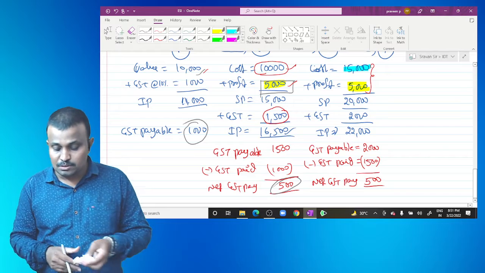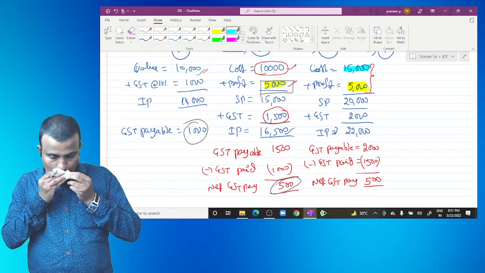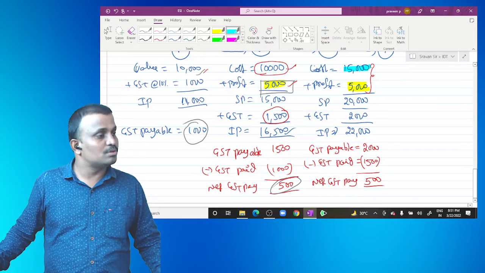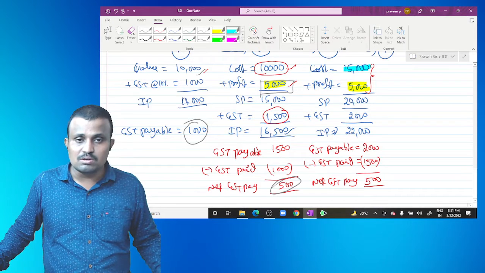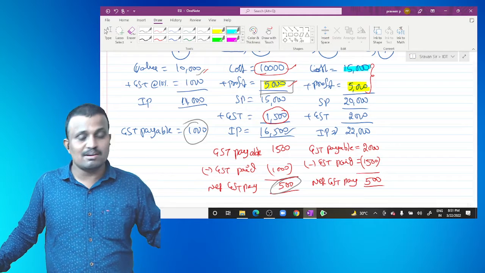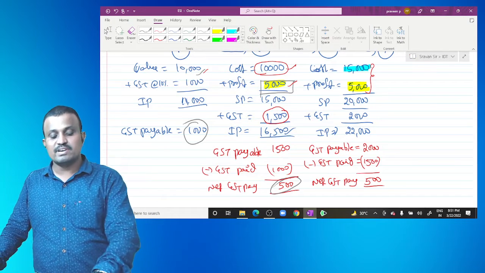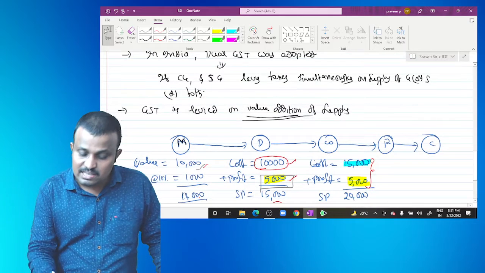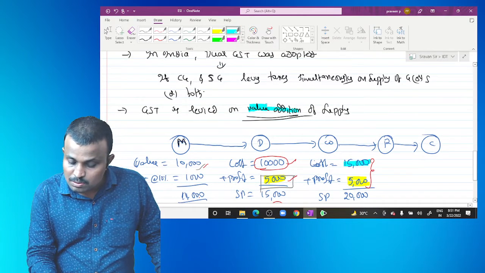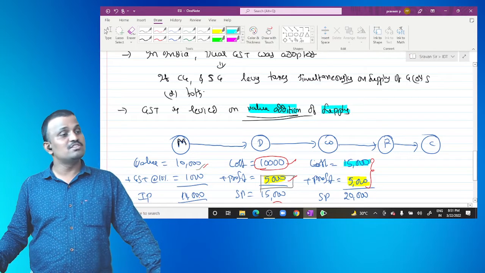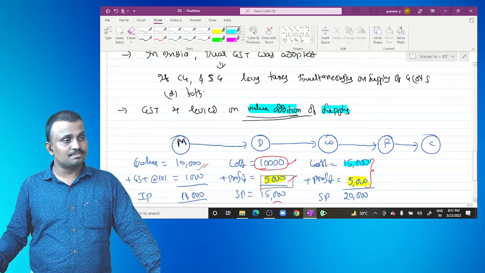So he collected 2,000 but did not pay it completely to the government. Out of the 2,000, he already paid 1,500 at the time of purchase, and only the remaining amount is paid. That's why it is clearly stated that GST is levied on the value addition of the supply. Clear? Next.